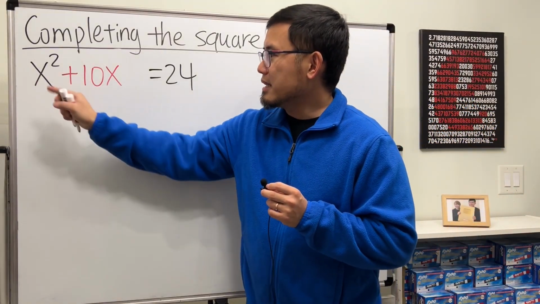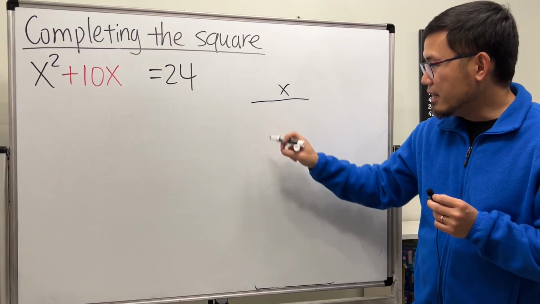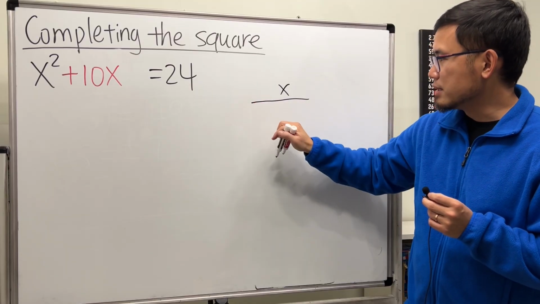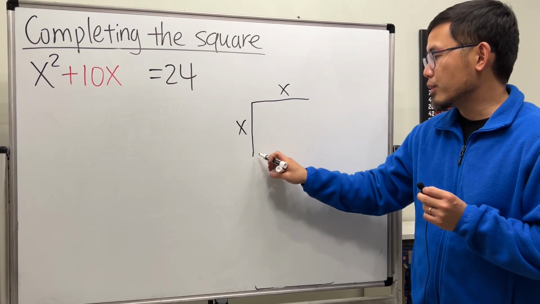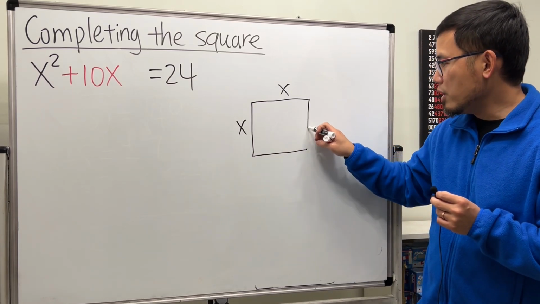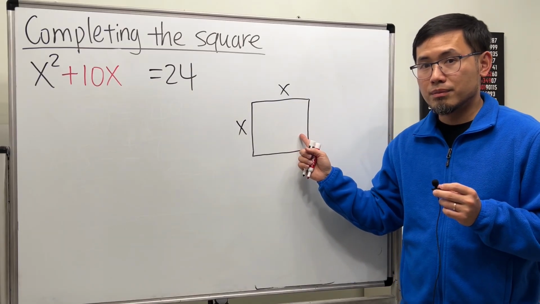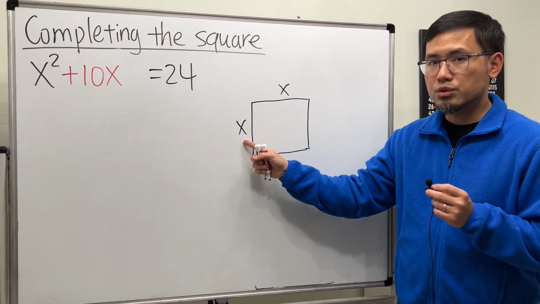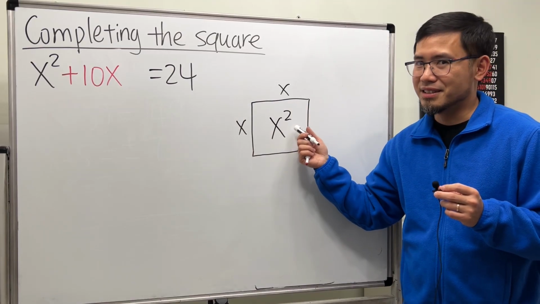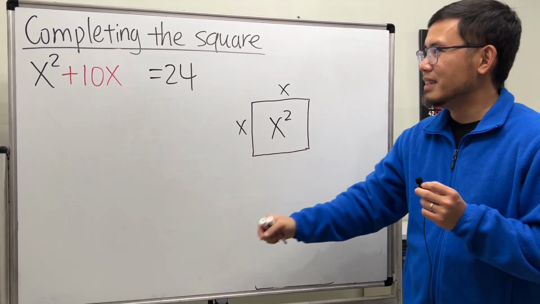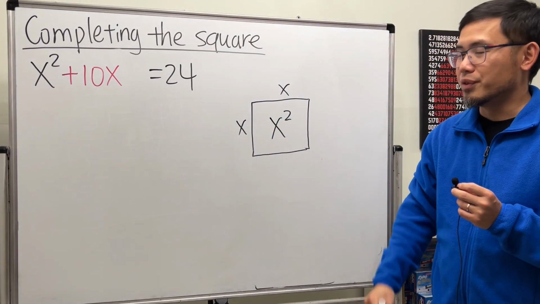Have a look. I can say this much is x. And then I'm going to do the same thing to the side right here. That's also x. And I'm going to just draw a square first. And now let me ask you, what's the area of the square? It's just x times x, right? Namely x to the second power, namely x squared. So this takes care of that term when we look at this from a geometry point of view.